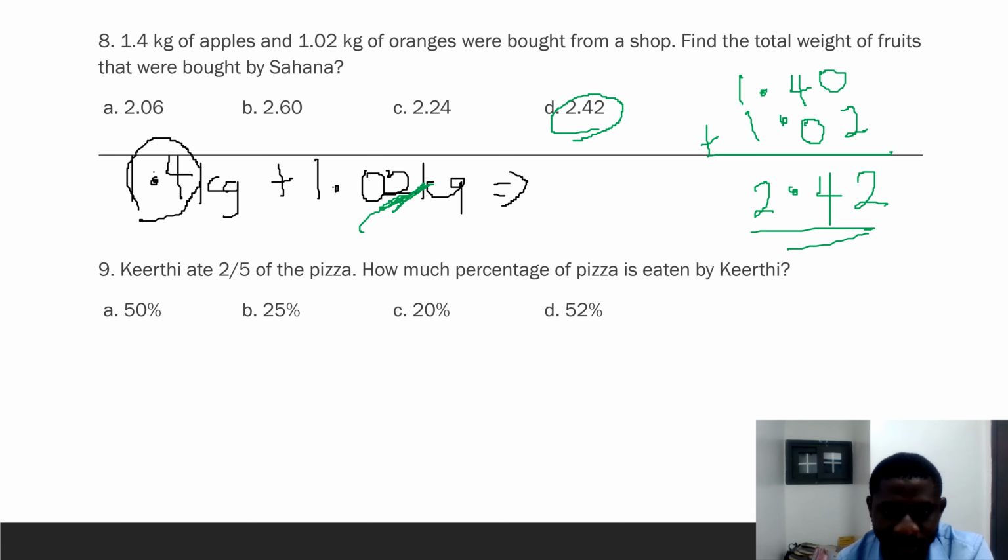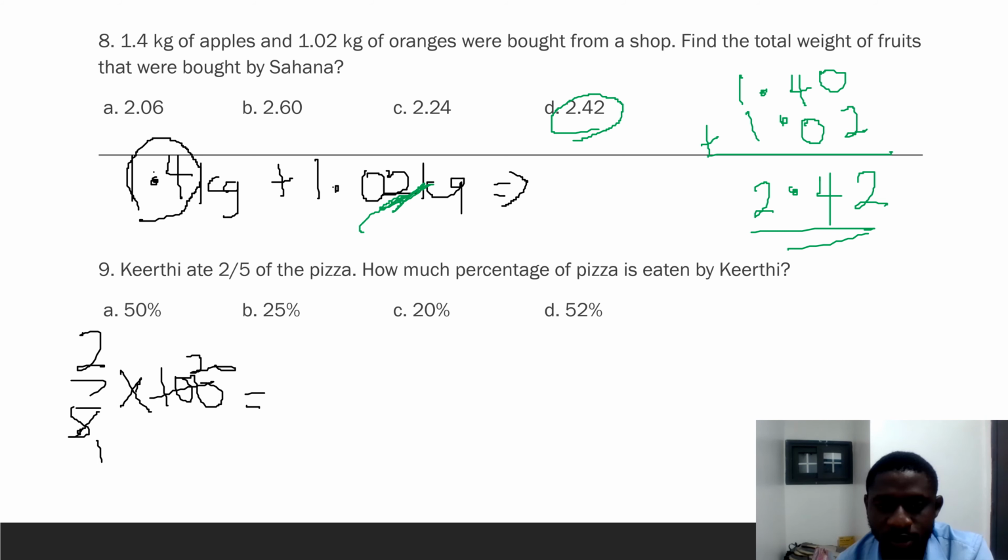Now, number 9. Kitty ate 2/5 of a pizza. So she ate 2 over 5 of the pizza. How much percentage of the pizza was eaten by Kitty? So, simply multiply by 100. Now, 5 goes here 1, 5 goes here 20. 2 by 20 would give us what? 40%. Now, looking through the question, the answer was not provided. So the correct answer in this case is 40, but you didn't have that in the options.